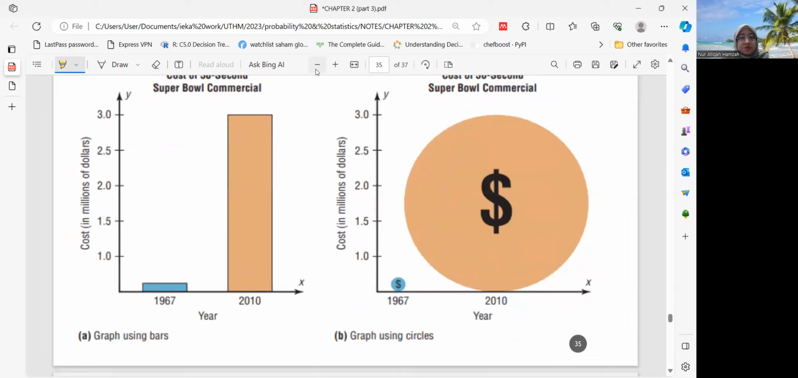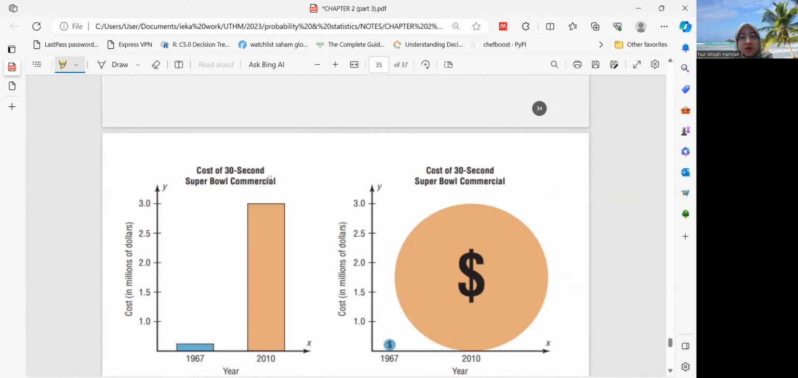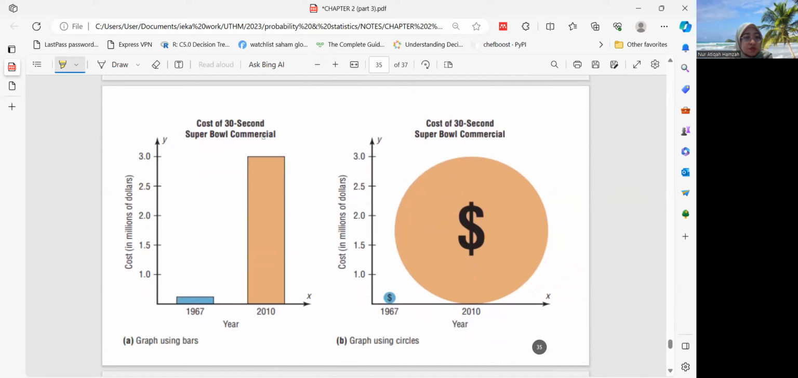Okay, this is the example. Dia nak bezakan peningkatan harga untuk Super Bowl commercial. Ini harga pada 1967, ini cost pada 2010. Bila dia gunakan two dimension, dia guna circle kat sini, nampak perbezaan lagi ketara. So kat sini boleh jadi orang salah faham. Benda ni tak salah, tetapi reader sendiri, orang yang tengok tu yang mungkin tak faham dan salah faham.